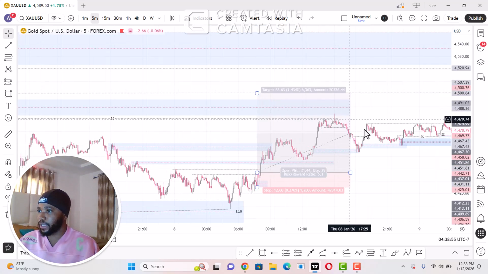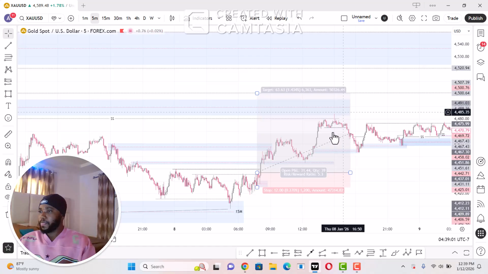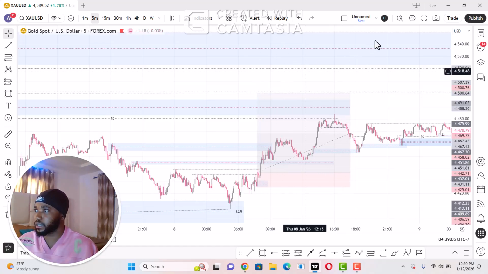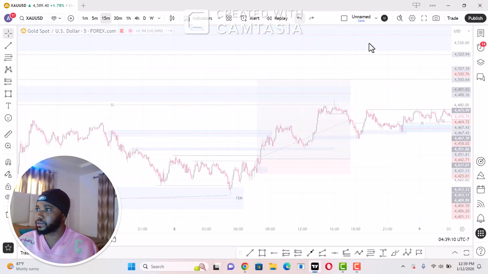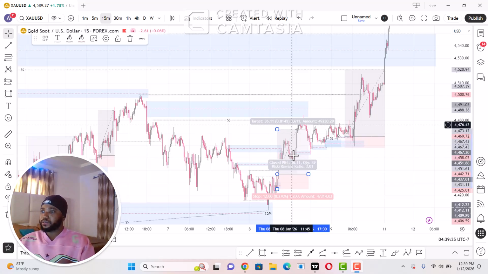Like the way the market reacted, I waited for the market to take out this last low. I thought the market would keep moving, but immediately the market took out this last low, I had to close without hesitating. I couldn't wait any longer, so I closed around this area. This trade is about 1:3.